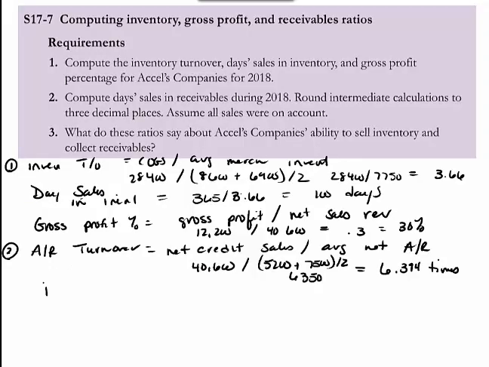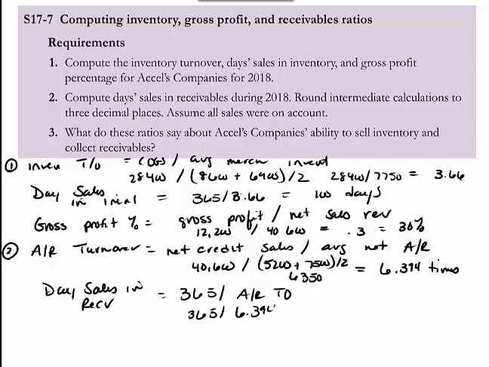And then if I want days sales in receivables, I just take 365 divided by the accounts receivable turnover that I just figured. So 365 divided by 6.394 equals 57 days is the average amount of time it takes somebody to pay their accounts receivable.